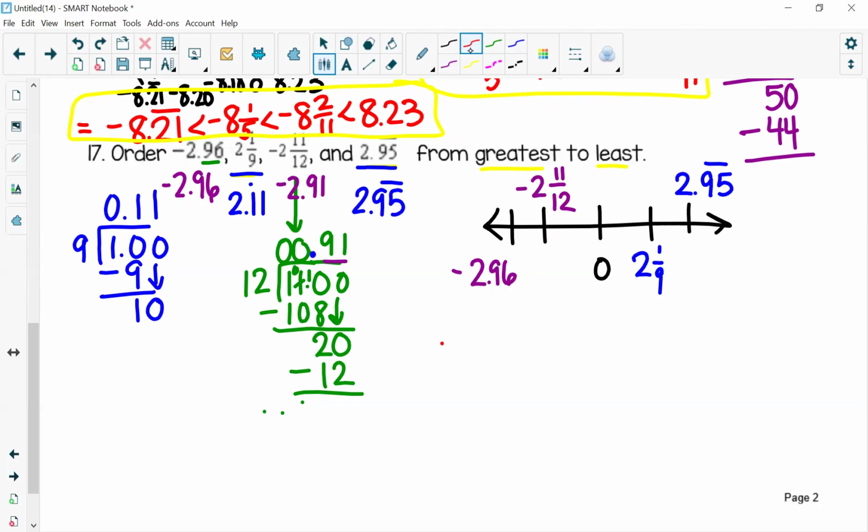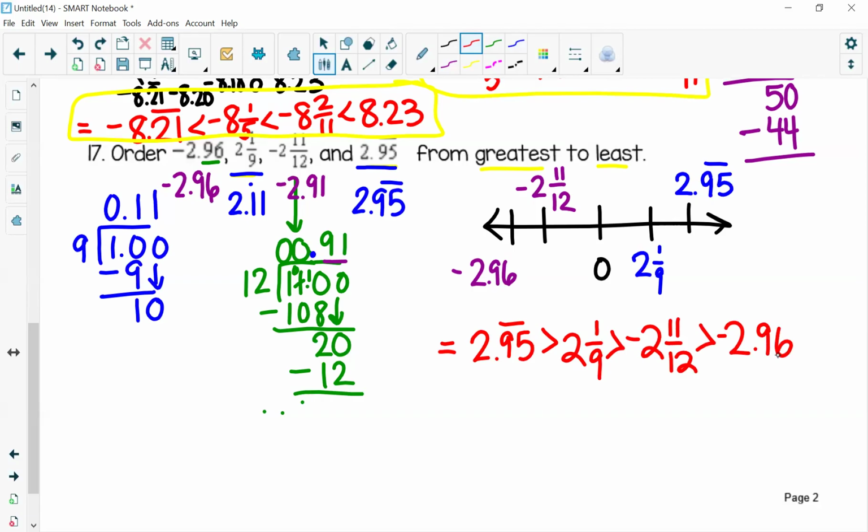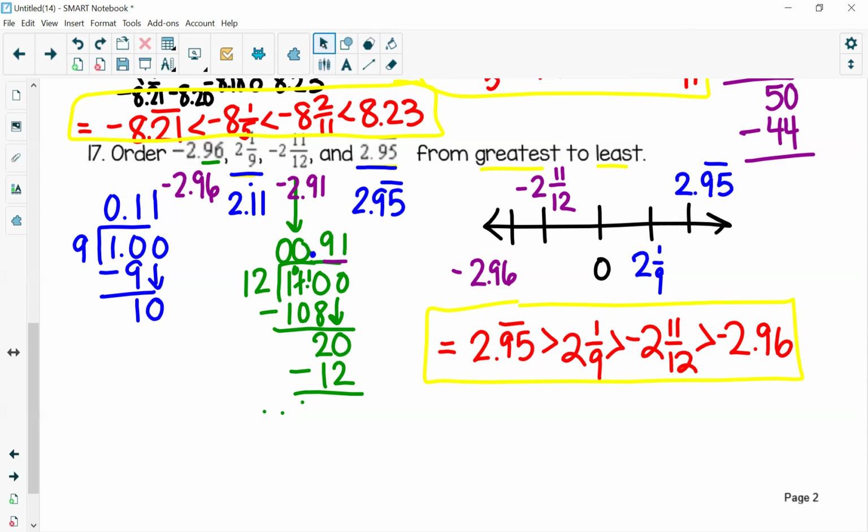Oh, all right. So now, some of you guys did this, but you gave me the answer wrong. Okay, it's greatest to least. So I'm going to have negative 2 and 95 hundredths is greater than negative 2 and 1/9 is greater than negative 2 and 11/12 is greater than negative 2 and 96 hundredths. I think these three were the ones that people finally put three because I knew it would take a little bit to solve them.